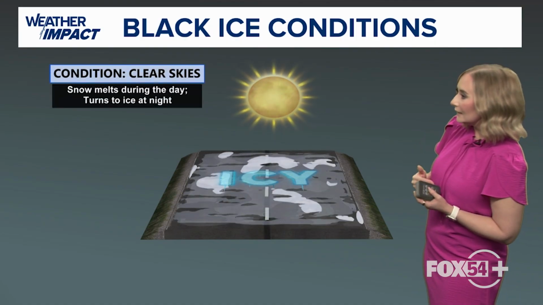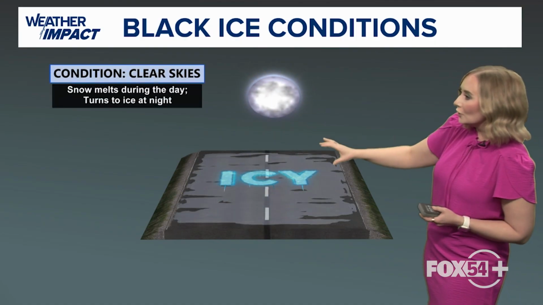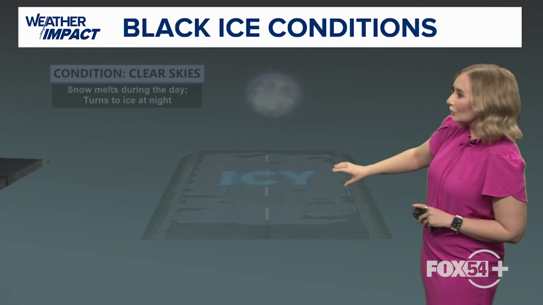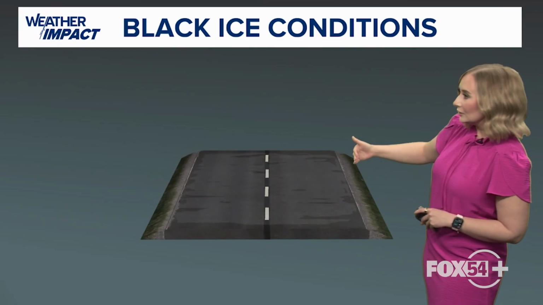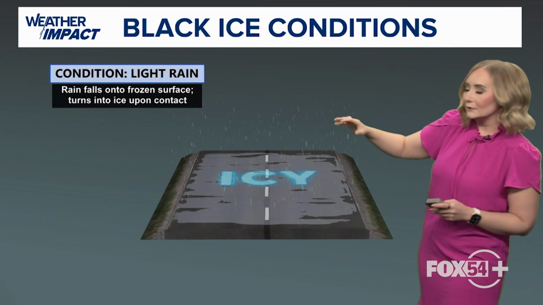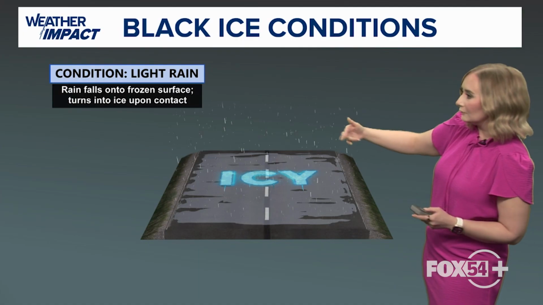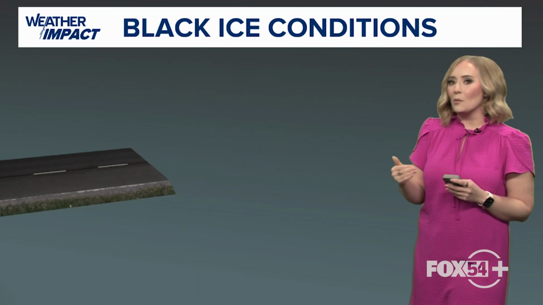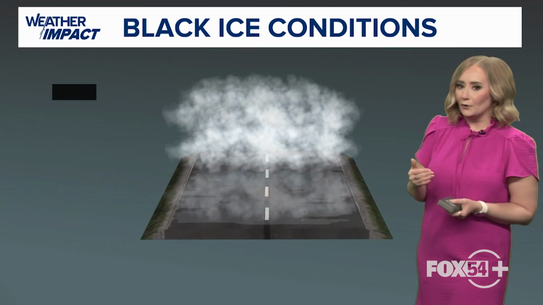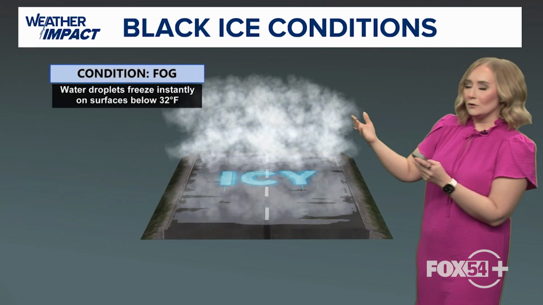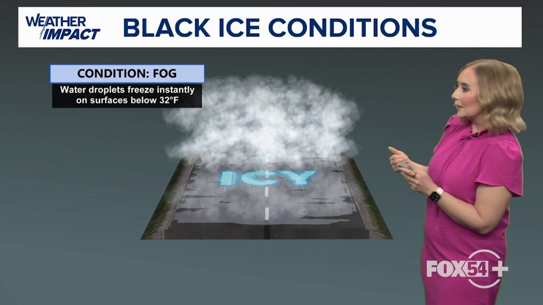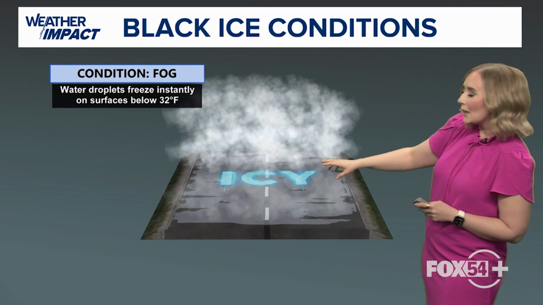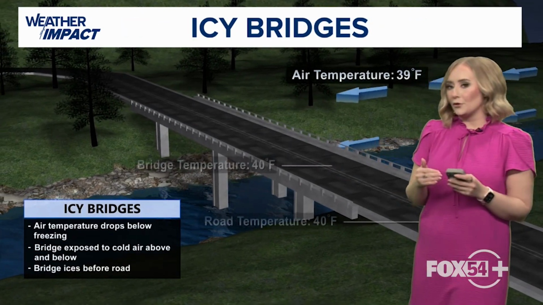During the daytime, when we have clear sky, the snow melts, or sometimes we do see rain during the day, and that's going to turn into ice once we reach nightfall. Once we have light rain involved, the rain falls onto the frozen surface and turns into ice upon contact. That's what we usually see more than the snowfall. And then, of course, believe it or not, fog actually does play some sort of role in black ice. Water droplets will freeze instantly on the surfaces that are below 32 degrees.